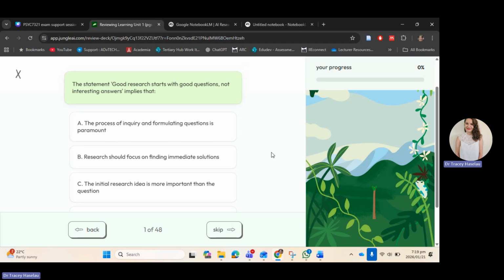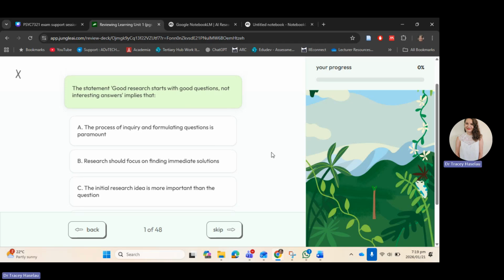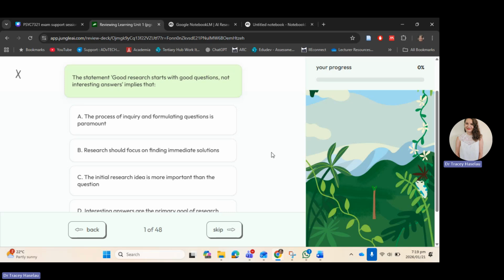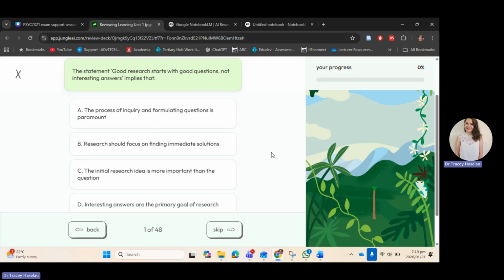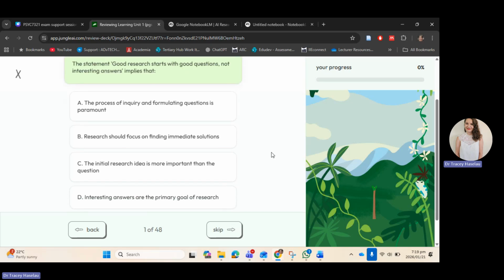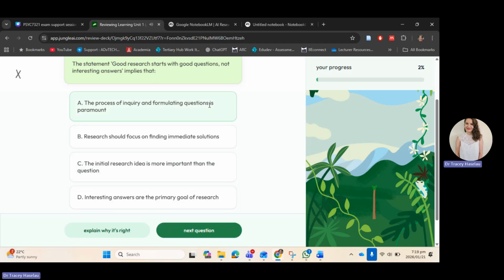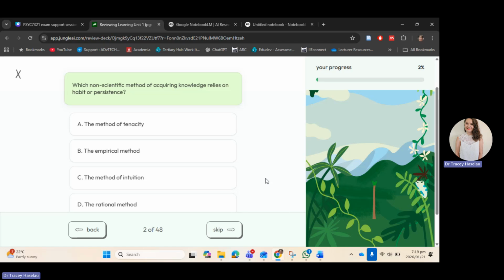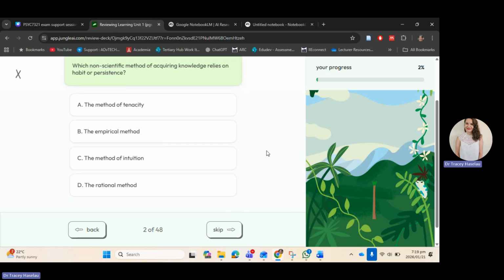Okay, so let's have a look at this. Don't worry about the content again, because this is a different course. The statement, good research starts with good questions, not interesting answers, implies that... Which one is it? Process of inquiry, and okay, focus on solutions. I'm going to go with A. Right. Did you see my little tree grew? Yay. Okay. And then I keep going. It generated 48 questions for me.